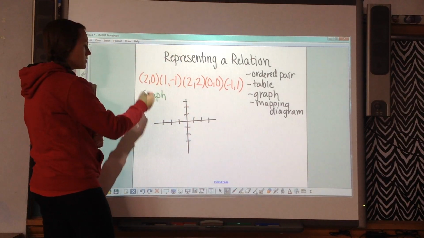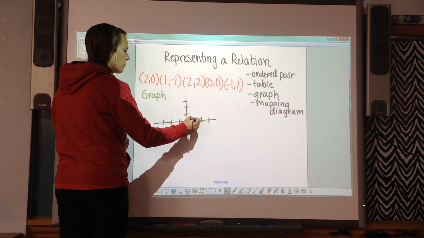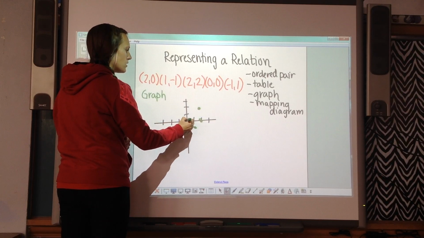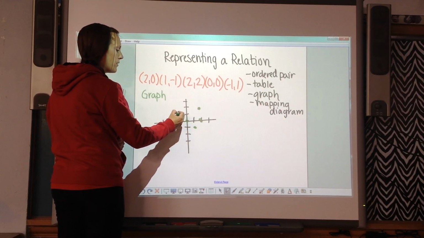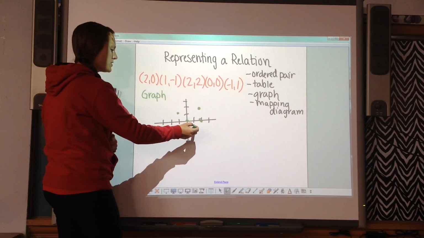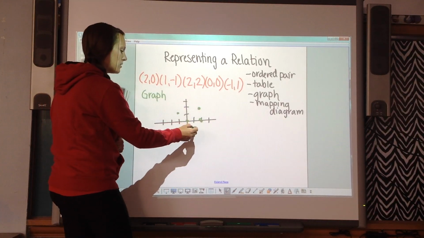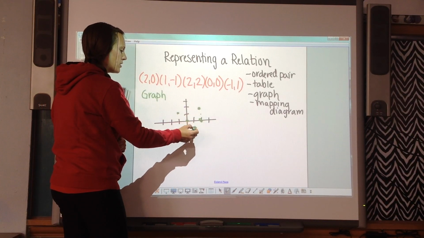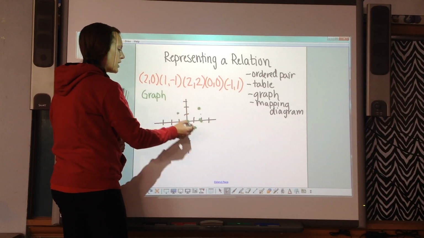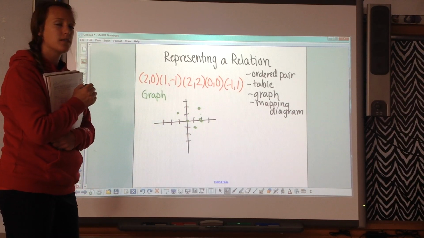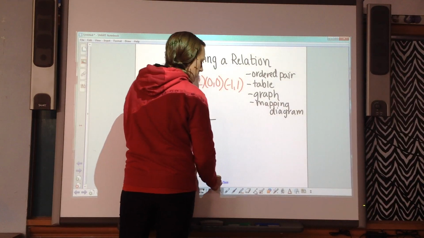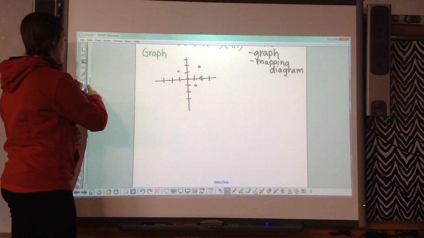Okay, so my ordered pairs are 2, 0, 1, negative 1, 2, 2, 0, 0, negative 1, 1. So if it looks like we are connecting the dots here, this is actually called a parabola. It wouldn't be a straight line, but a line that goes up towards here and a line that goes up here. It's kind of a V or U shaped. But this is representing this relation, a simple graph just like this. You don't even have to connect the ordered pairs. The other method is a mapping diagram.